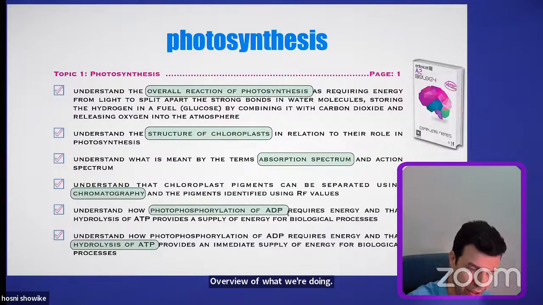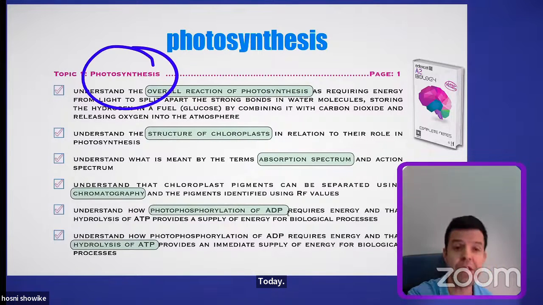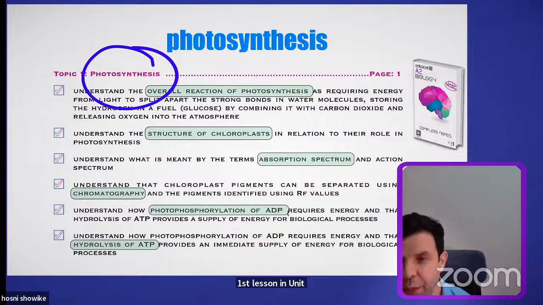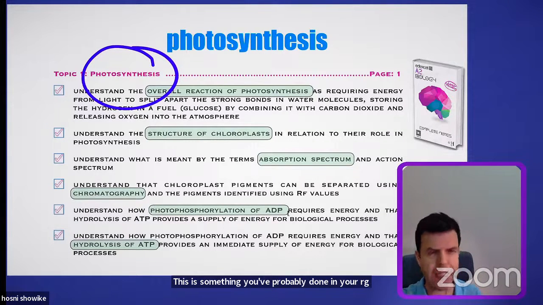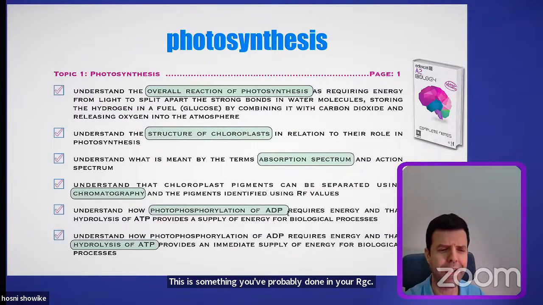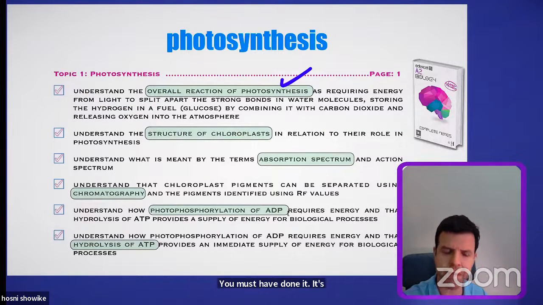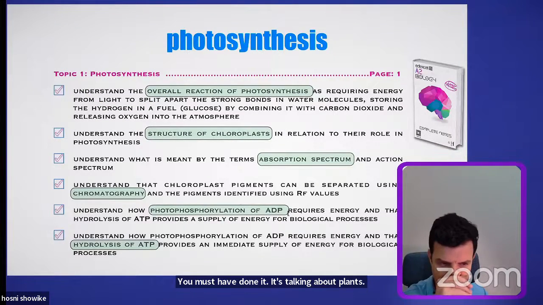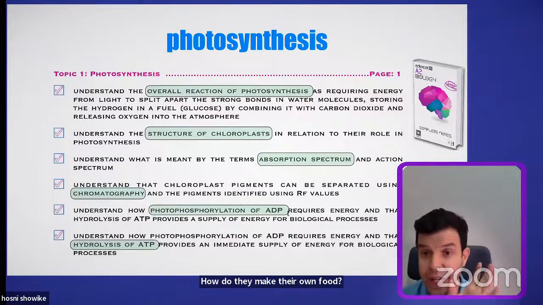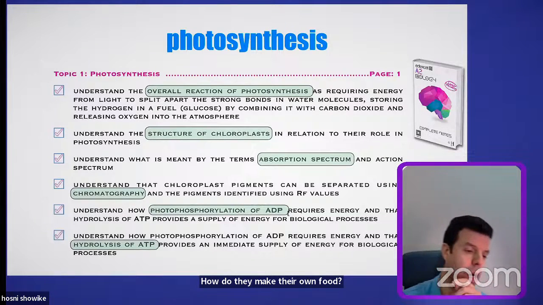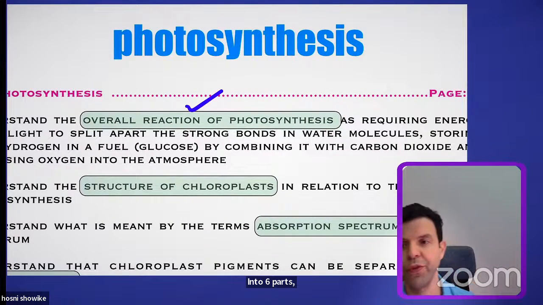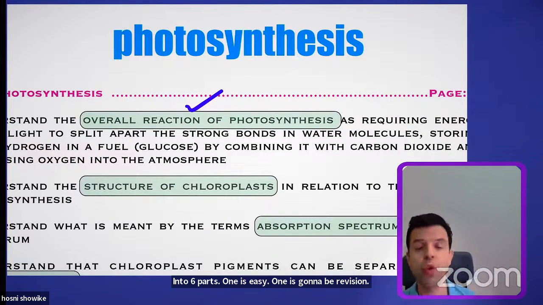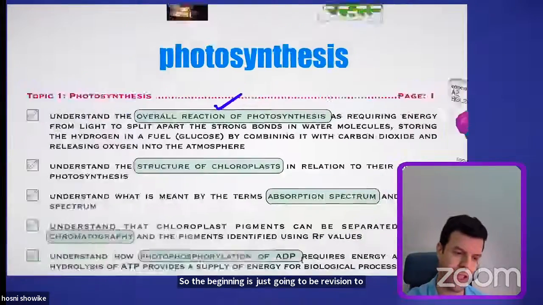First lesson in Unit 4 talks about photosynthesis. This is something you've probably done in your IGCSE. You must have done it. It's talking about plants. How do they make their own food? So we're going to divide today's lesson into 6 parts. One is easy. One is going to be revision. So the beginning is just going to be revision to what you have done in IGCSE.